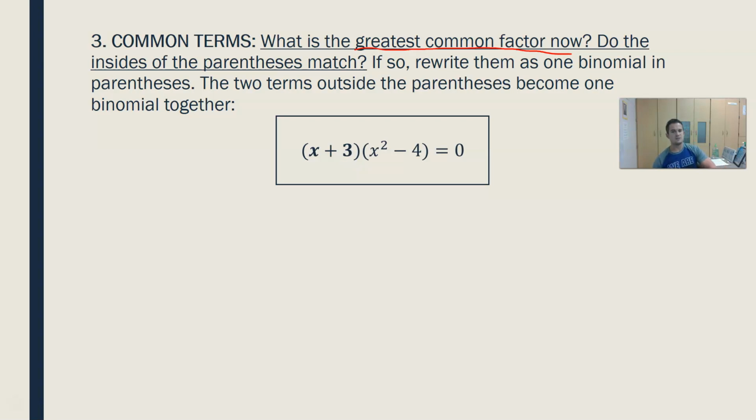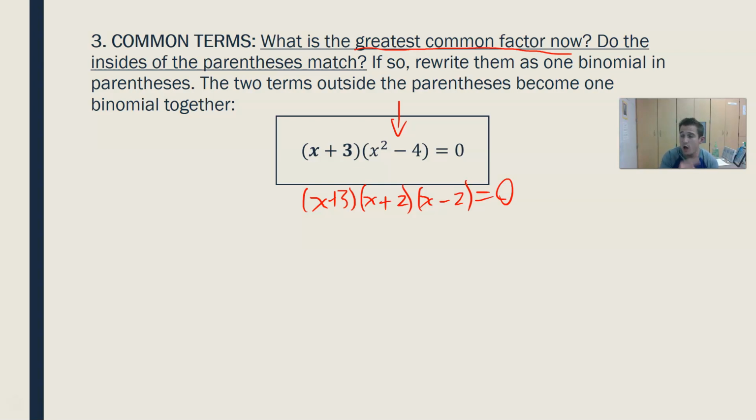So I have x plus 3 times x squared minus 4. And then I could continue on. X squared minus 4, if you remember from our last lesson, that's a difference of squares. So I could write this as x plus 3 times the square root of x squared is x, the square root of 4 is 2, and then one sign's a positive and one sign's a negative. X plus 3 times x plus 2 times x minus 2 equals 0.